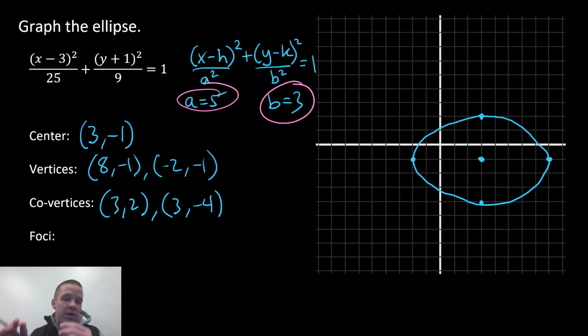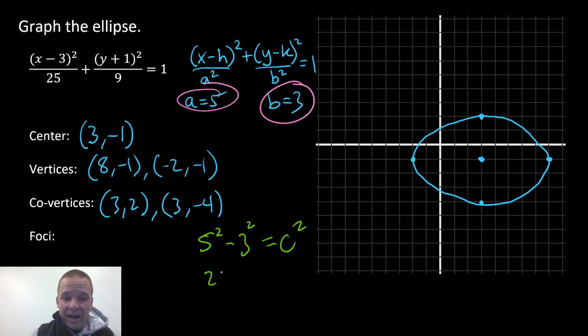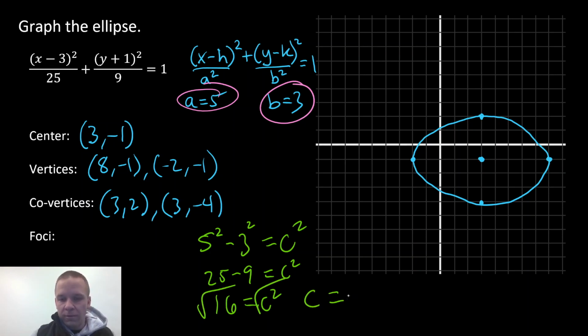Well, remember that foci is C away from the center, okay? So the foci is C away from the center. Well, can we calculate C? Let's do that, yes we can. So to get my C value, it would be the 5 squared minus the 3 squared, not cubed, equals my C squared. So I have 25 minus 9 equals C squared. That's going to be 16 equals C squared. So C is going to equal 4.